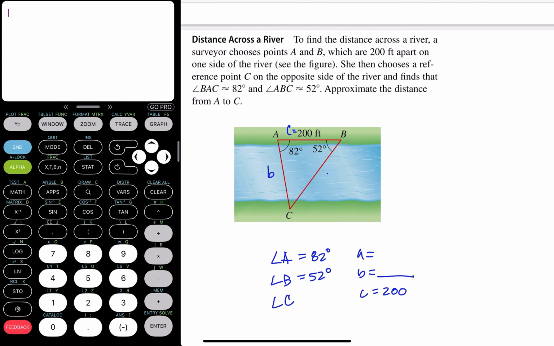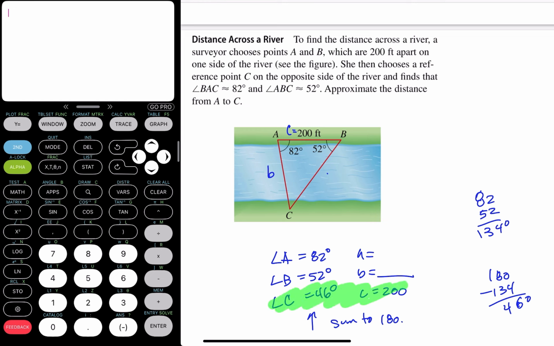As of now, it looks like I do not have an angle side pair, but you know that all these angles have to sum to 180. So 82 plus 52 is 134. Take 180 minus 134, and that's 46 degrees. So angle C is 46 degrees, and now we've got an angle side pair.